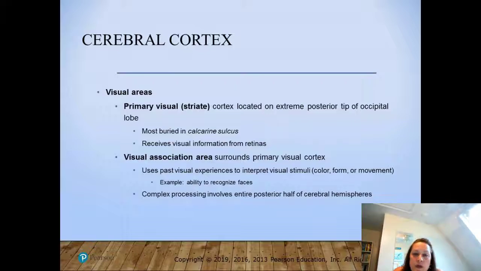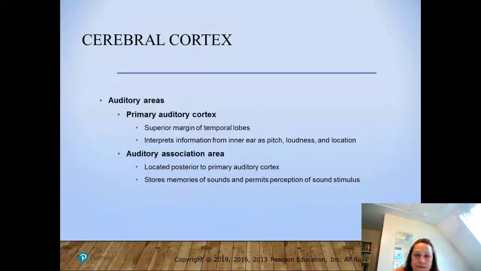We have visual, primary visual areas, visual association areas. Anything that's an association area is interpreting stimuli and comparing it to something you already did before. So the visual association area, right? Recognize a face or pick something out, know what something is when you look at it. From an auditory standpoint, that's hearing, interprets information as pitch, loudness, location, and then the association area stores memories and sounds, so you know, oh, I've heard this before, or something like that.